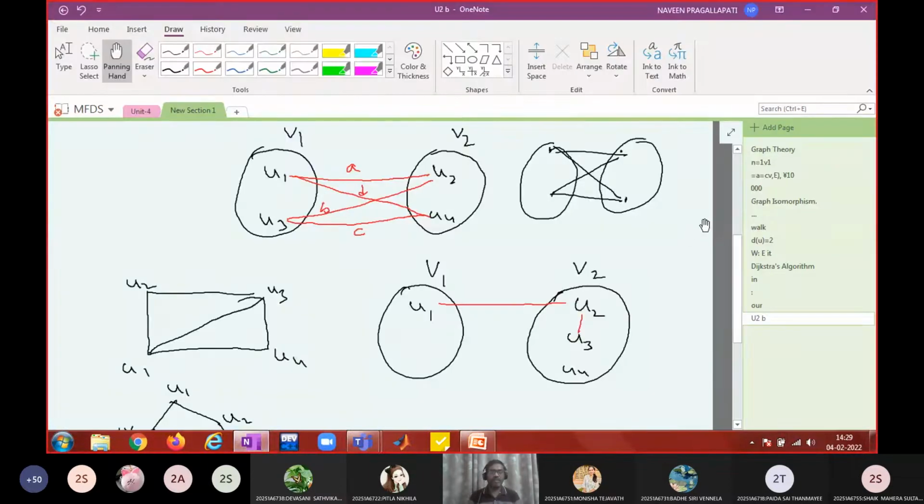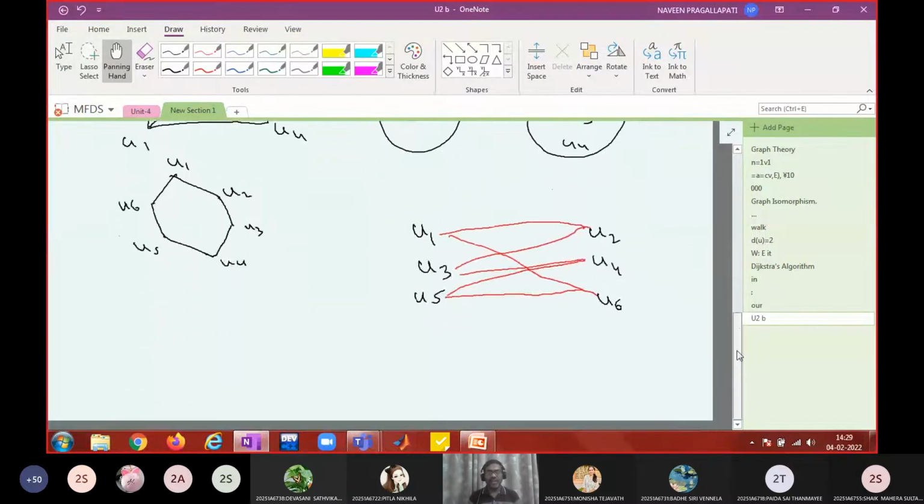So what is the result I am telling? G is bipartite graph if and only if G has no odd cycle.